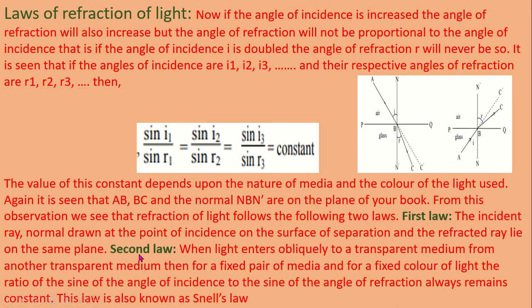And the second law: when light enters obliquely into a transparent medium from another transparent medium, then for a fixed pair of media and for a fixed color of light, the ratio of the sine of the angle of incidence to the sine of the angle of refraction always remains constant. This law is also known as Snell's law.